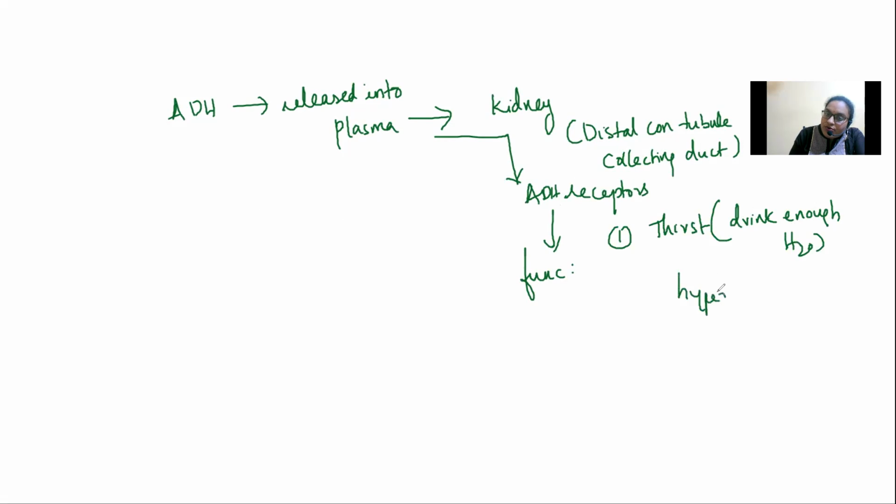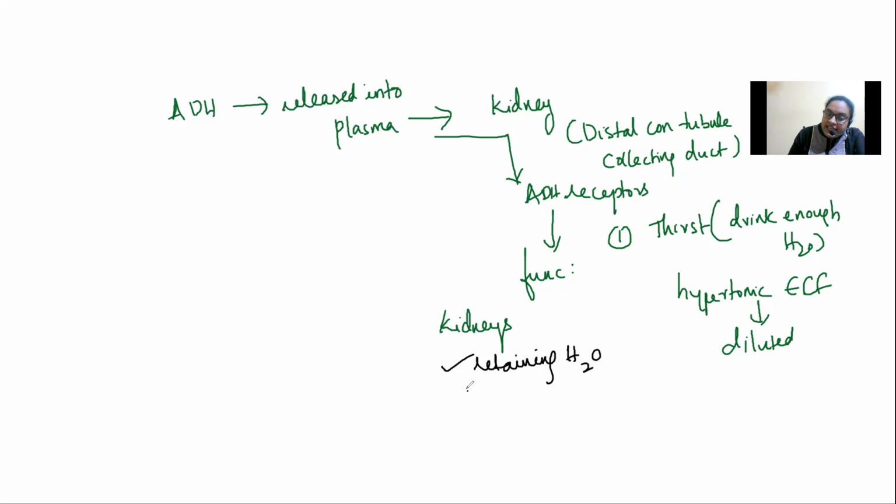Your hypertonic extracellular fluid is getting diluted. But you should not excrete that water as urine. So your kidneys are going to do one task: once the ADH comes into the receptors, they start retaining the water. And even under the action of the antidiuretic hormone, your sweating rate is going to be reduced. This is also going to happen.